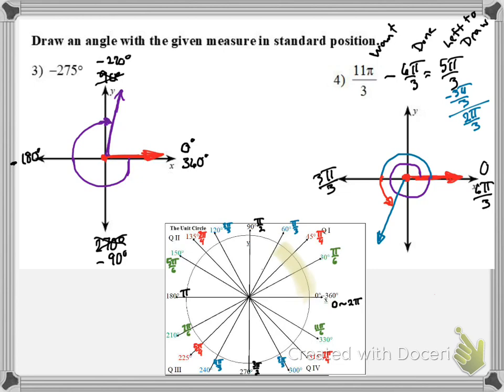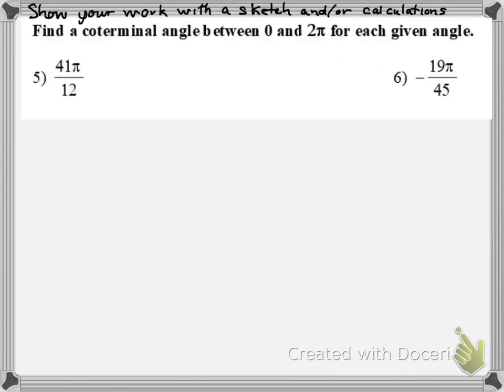There we go. That covers everything. Let's look at the next thing. What else do we have to do today? Find a coterminal angle between 0 and 2 pi for each given angle.